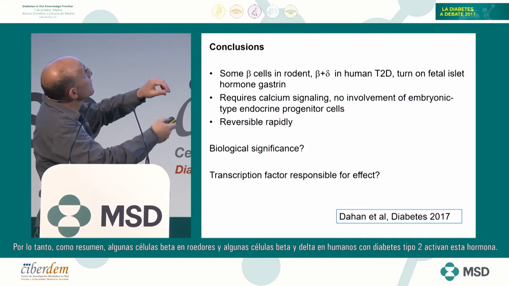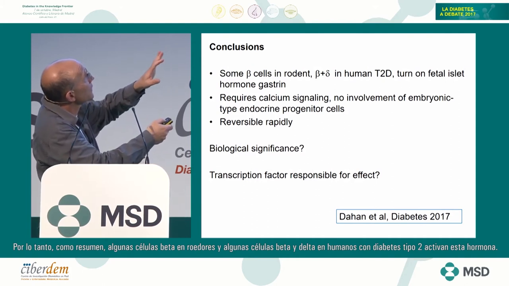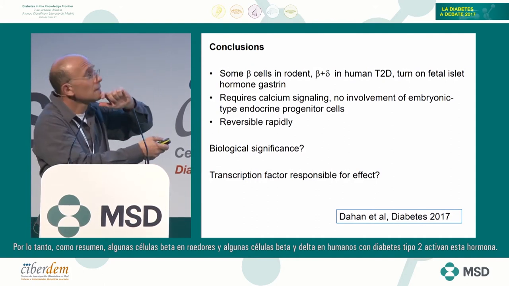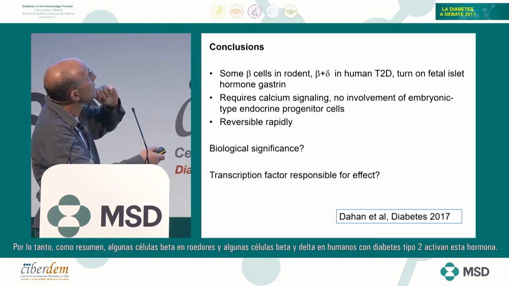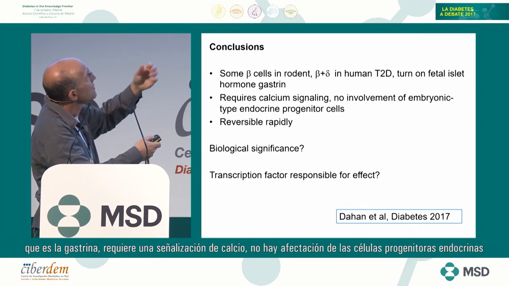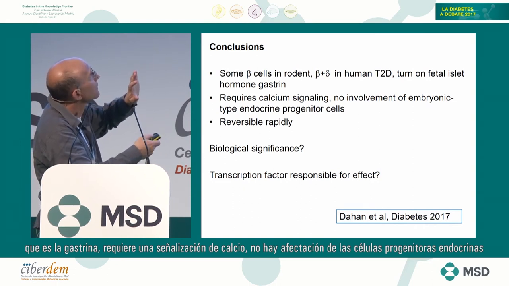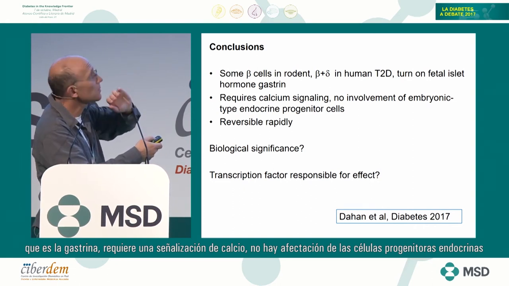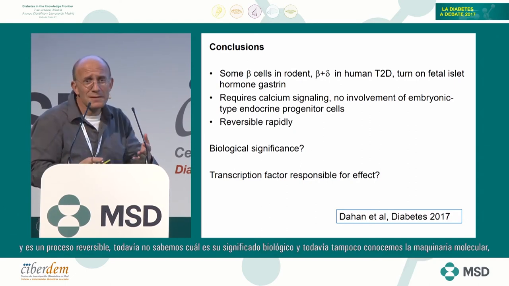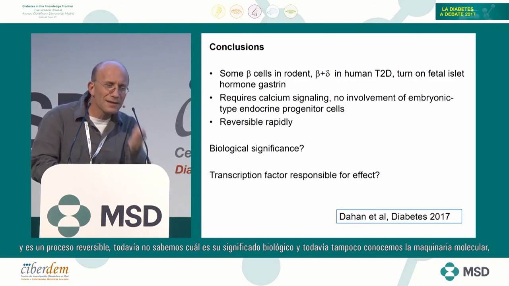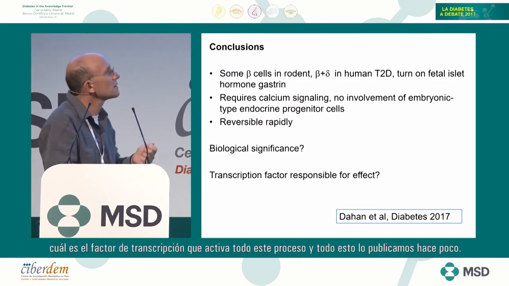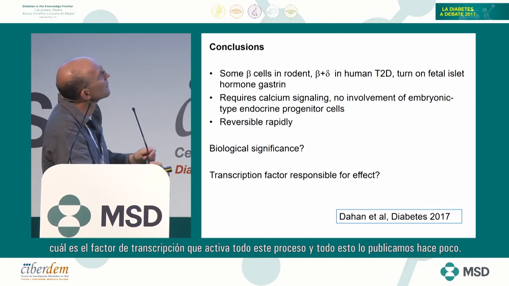So in summary of this part, some beta cells in rodents and some beta and delta cells in human type 2 diabetes turn on this fetal islet hormone, gastrin. This requires calcium signaling, with no involvement of embryonic-type progenitor cells. It's reversible. We still don't know the functional biological significance of that, and we still don't know the molecular machinery, the transcription factor that is turning this on. We published that earlier this year.